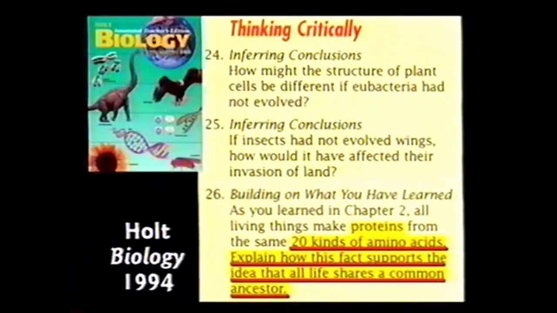But they tell the students to think critically. Here we go again with this critical thinking. Now watch this here. Number 26. As you learned in Chapter 2, all living things make proteins from the same 20 kinds of amino acids. That's true. Explain how this fact, that's a good fact, supports the idea that all life forms shared a common ancestor. No. That's like saying, all books written in English have the same 26 letters.